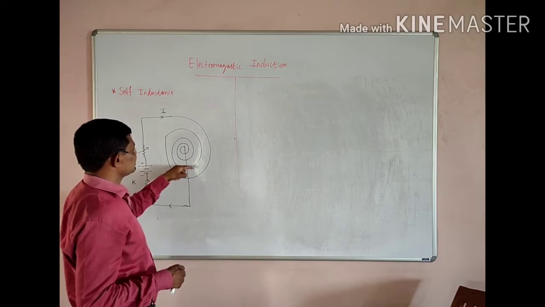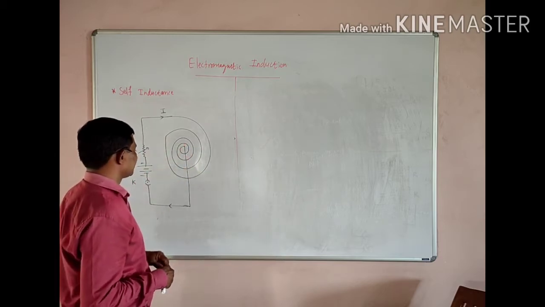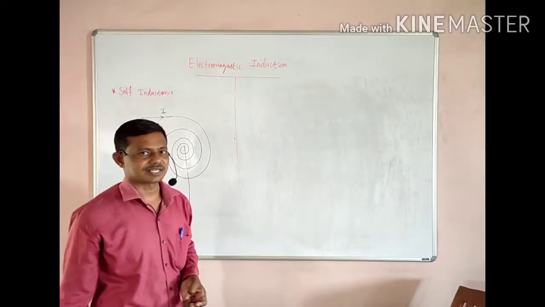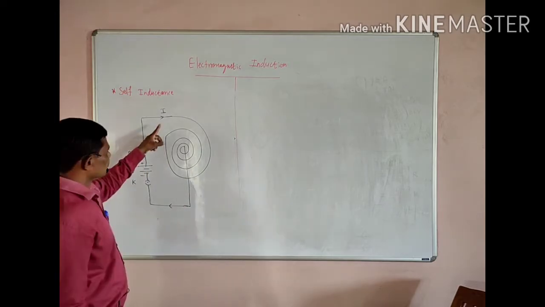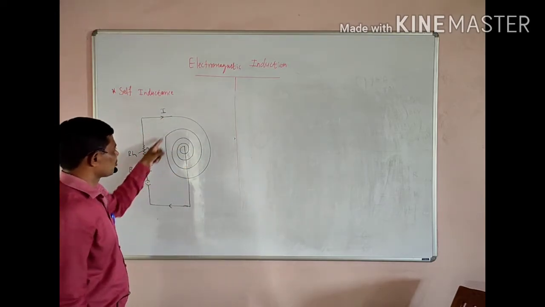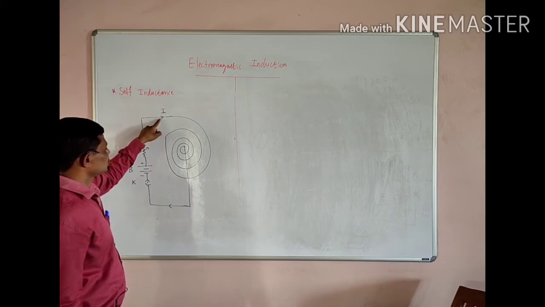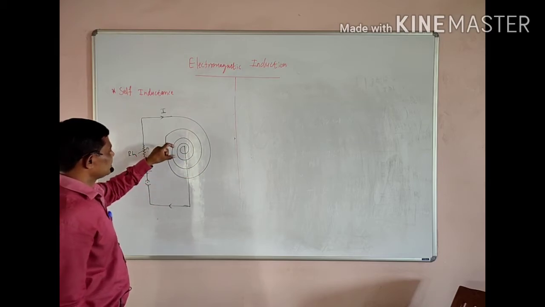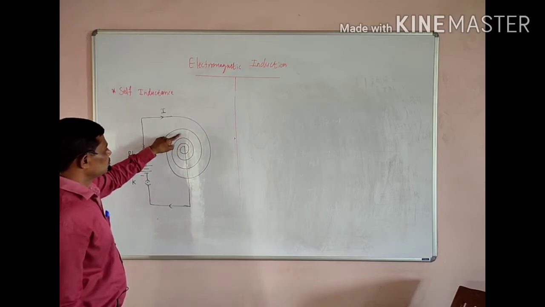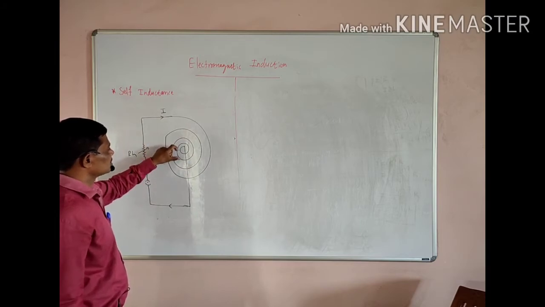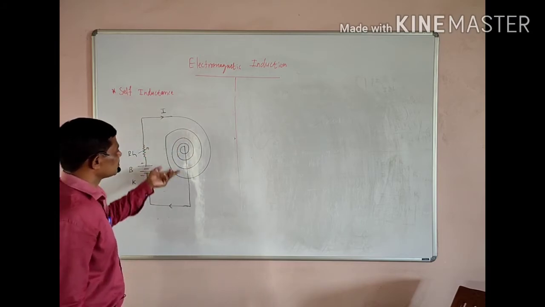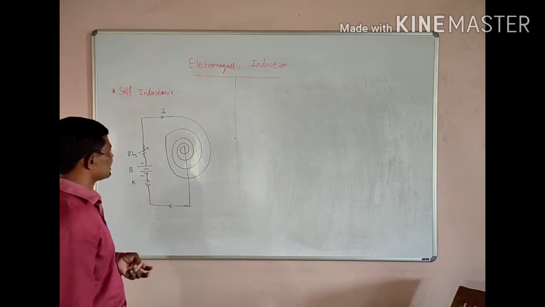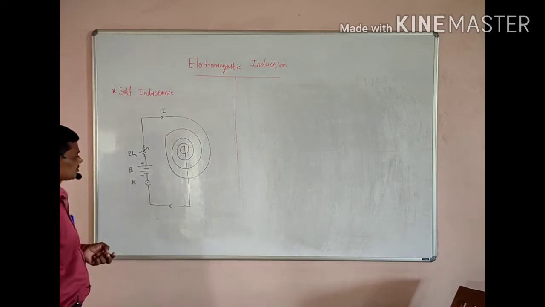So this EMF is also called a back EMF, and this phenomenon is called self-inductance, because when the current flowing through the same coil goes on changing, then in the same coil the magnetic flux also goes on changing, and due to this change in magnetic flux linked with the same coil, it induces EMF inside the same coil. This phenomenon is called self-inductance.